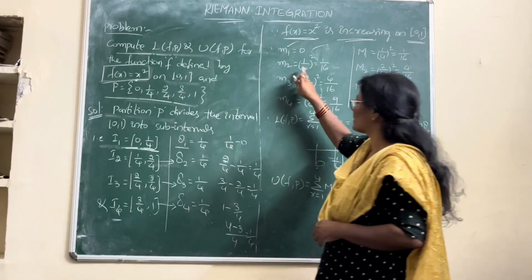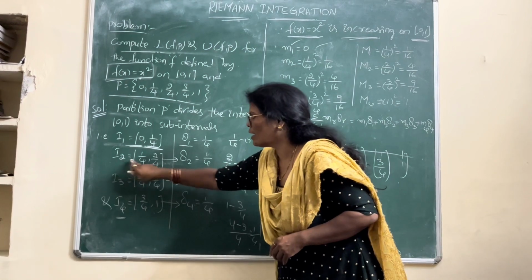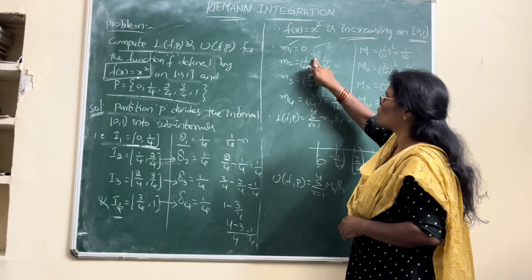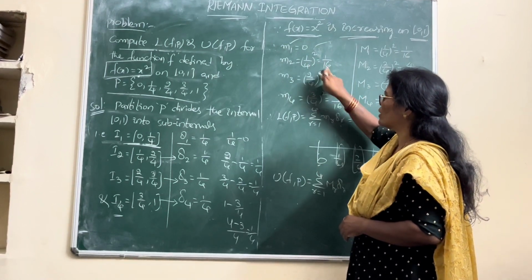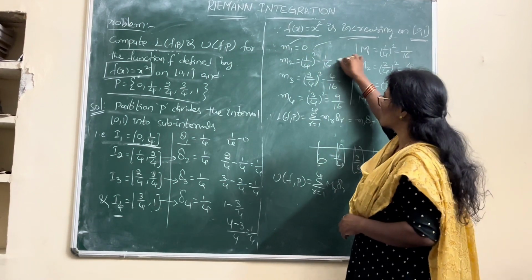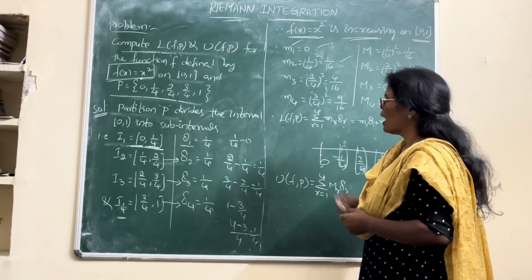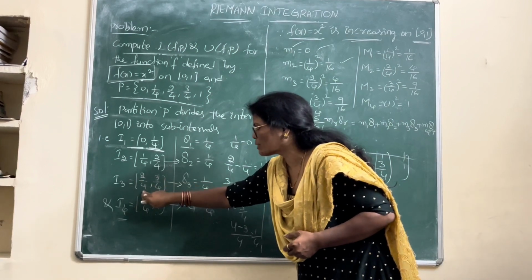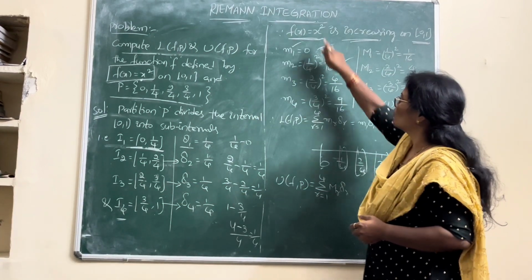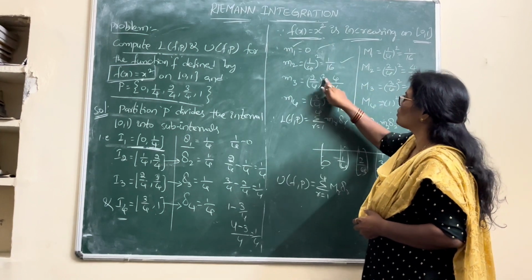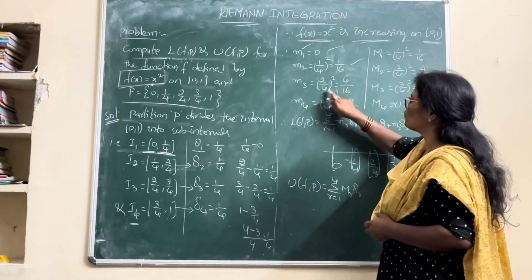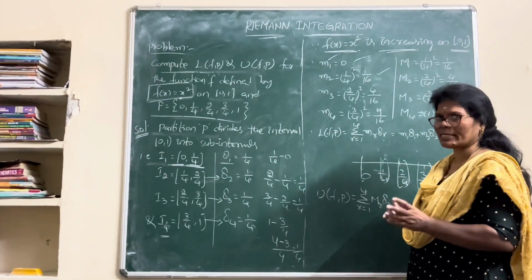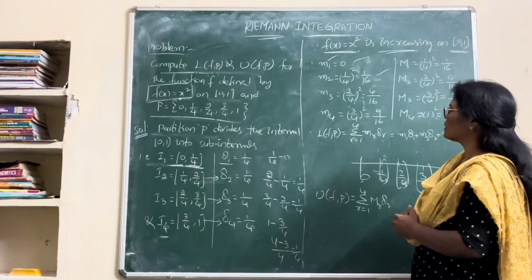Second, from the second interval, the first element 1/4 we substitute in this function: (1/4) whole square, 1 square by 4 square, 4 square is 16, so we get 1/16. And m3: from this sub-interval, the first element 2/4 we substitute in this function, whole square: 2 square is 4, 4 square is 16. It could be cancelled, but we'll keep it like that only.